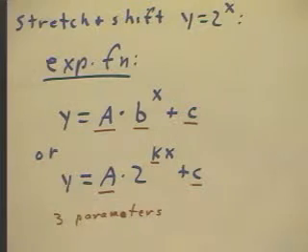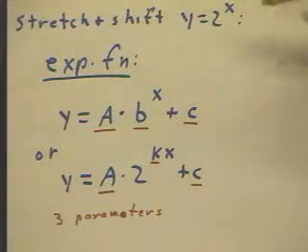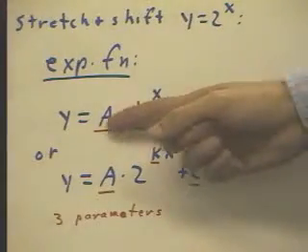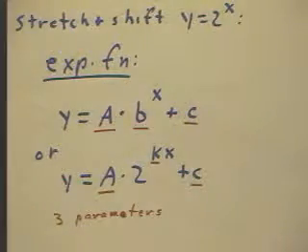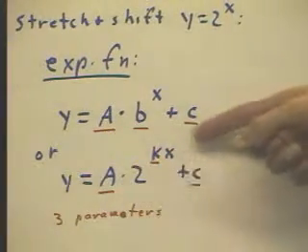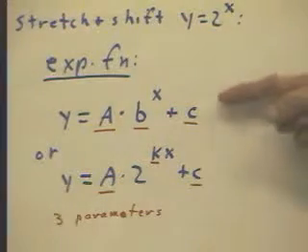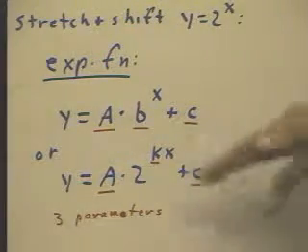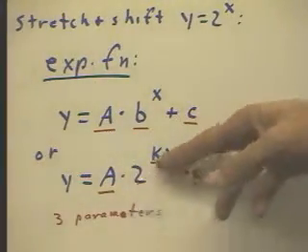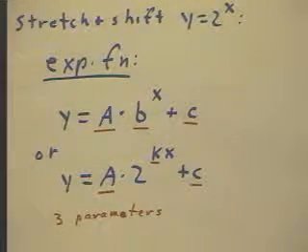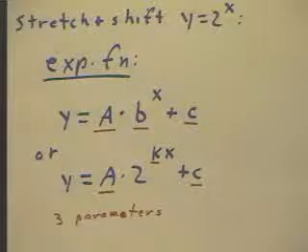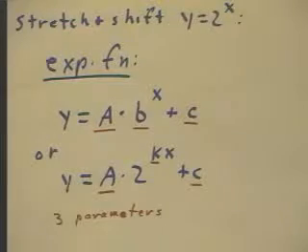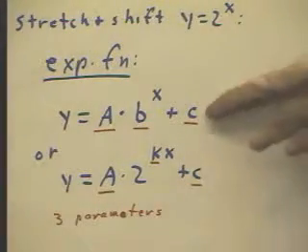If we stretch and shift the function y equals 2 to the x, we get the exponential function, which has basic form y equals ab to the x plus c, or y equals a times 2 to the kx plus c, depending on which form is more convenient for the application that you're considering. Each of these forms has three parameters corresponding to the three geometric transformations. It's going to turn out that with exponential functions we use a vertical stretch, and that's going to be a. We use a vertical shift, and that's going to be c.